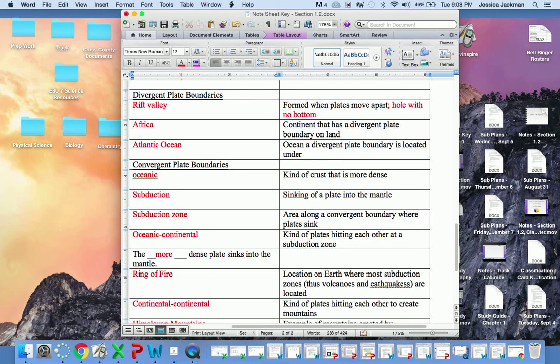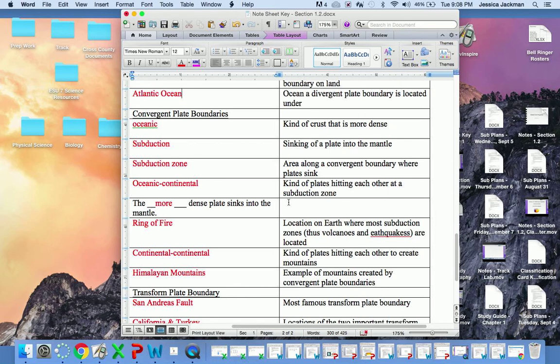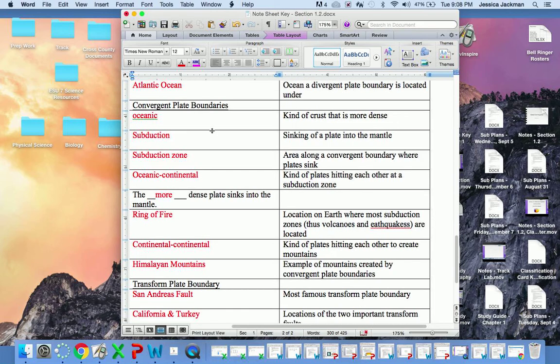That's where they found the mid-ocean Atlantic Ridge and also the mid-Atlantic Rift Valley. Convergent plate boundary is the kind of crust that's more dense when these are oceanic crust just in general. And so when there's a subduction, a sinking of a plate into the mantle, that's going to be important. Okay, so subduction, sink of a plate into the mantle. Subduction zone is the area along a convergent plate boundary where plates sink. Okay, so you have one plate that's sinking and one that's going over the top.